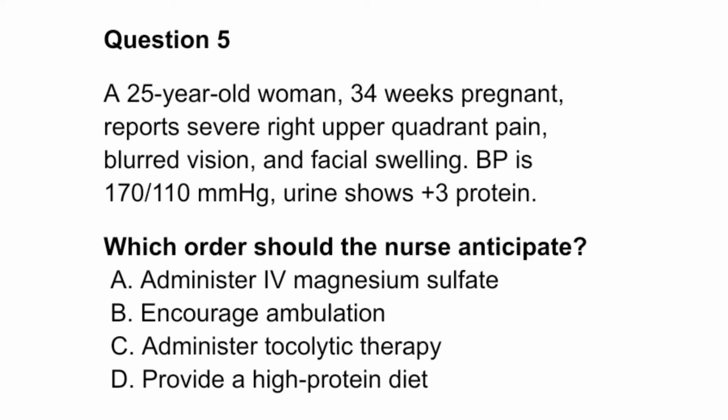Question 5. A 25-year-old woman, 34 weeks pregnant, reports severe right upper quadrant pain, blurred vision, and facial swelling. BP is 170/110 mmHg, urine shows +3 protein. Which order should the nurse anticipate? A. Administer IV magnesium sulfate. B. Encourage ambulation. C. Administer tocolytic therapy. D. Provide a high-protein diet.